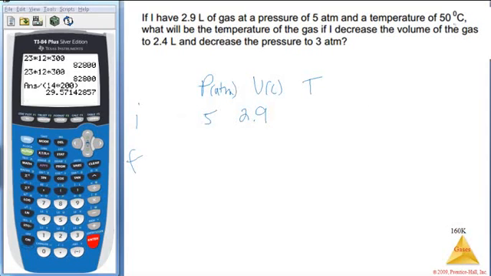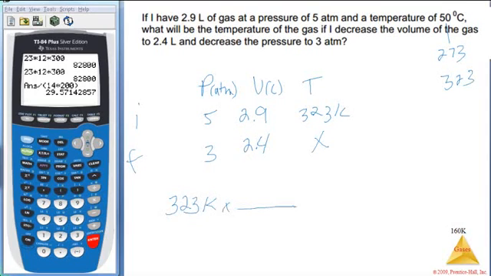And my temperature is 50 C plus 273. As you know, you got to use Kelvin. That's 323 K. Okay. And what will the temperature of the gas be? I'm trying to find the new temperature if I decrease the volume of the gas to 2.4 liters and the pressure to 3 atmospheres. Okay, so I'm trying to adjust temperature. 323 K times something.